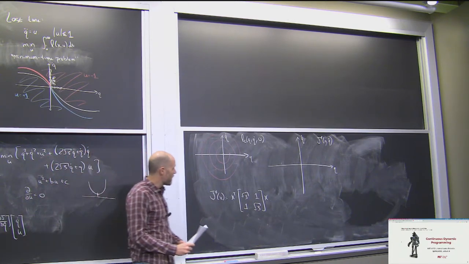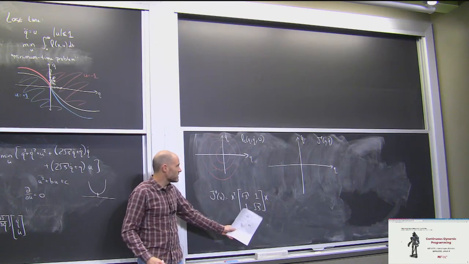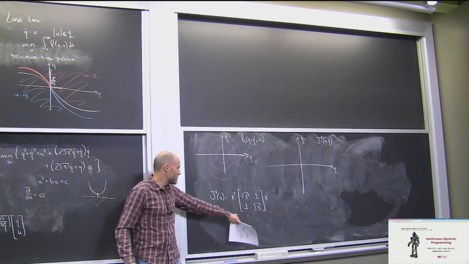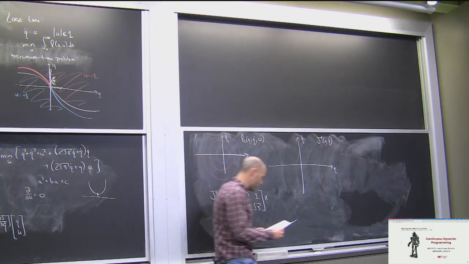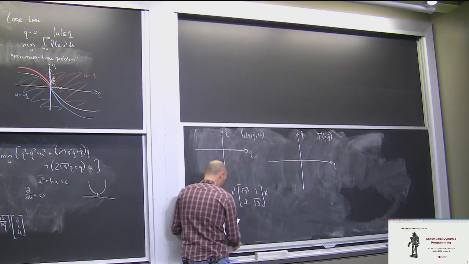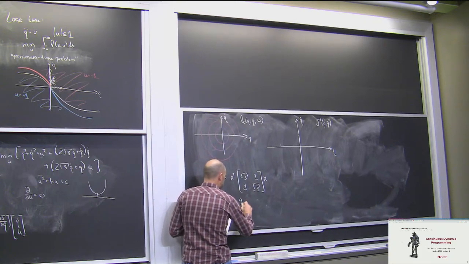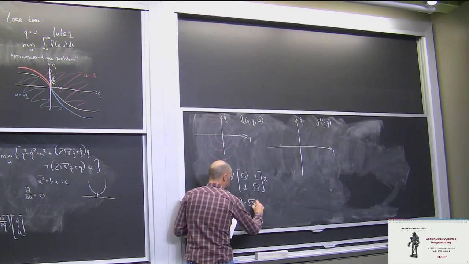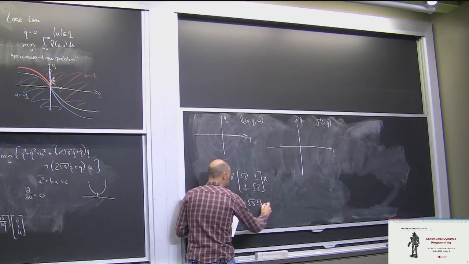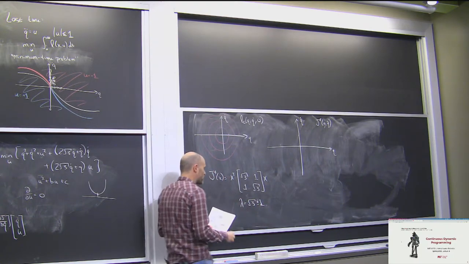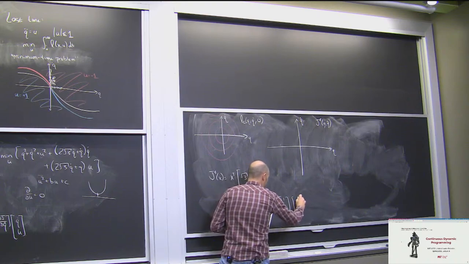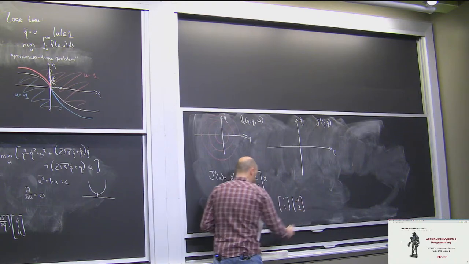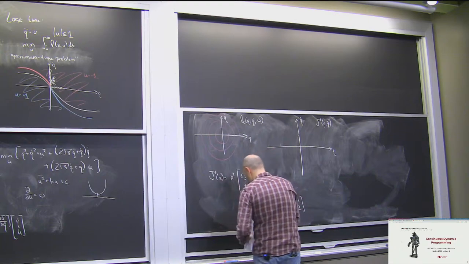Okay. So what I want to do to plot that quadratic form is to just think about the eigenvectors and eigenvalues of that matrix. Turns out that the eigenvalues are square root of 3 plus or minus 1, and the eigenvectors are 1, 1, and negative 1, 1. So I can plot those here.